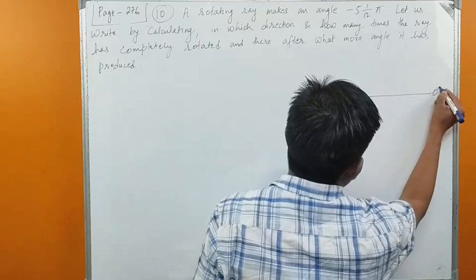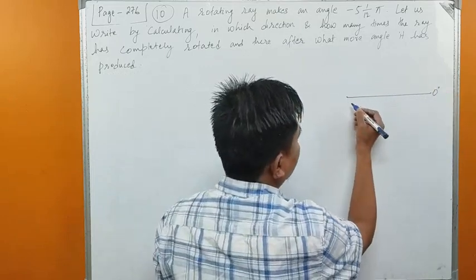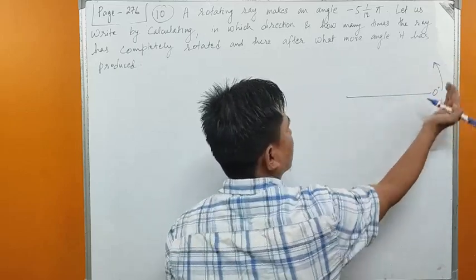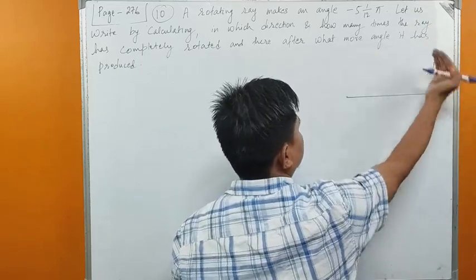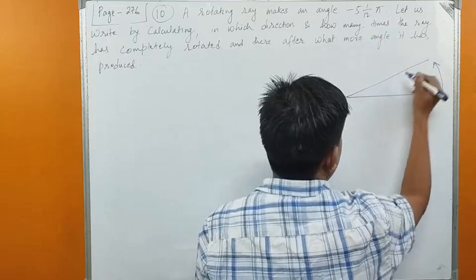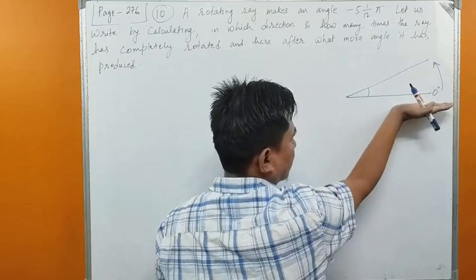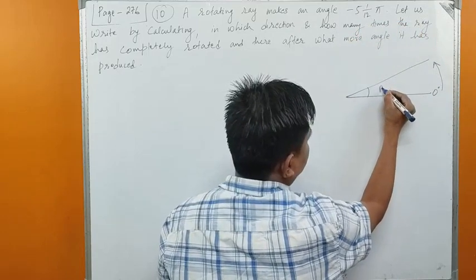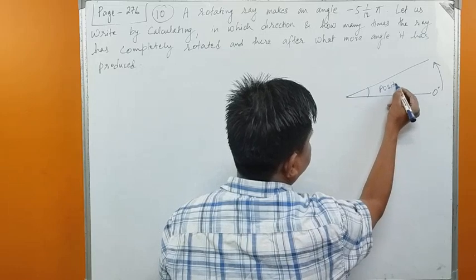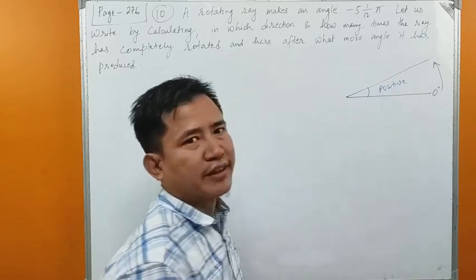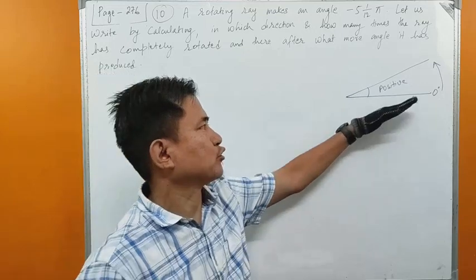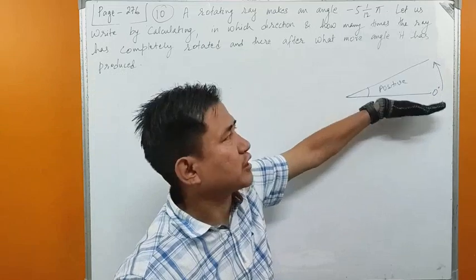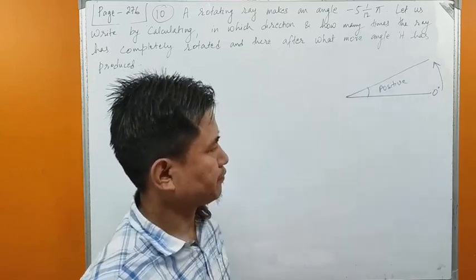So this is 0 degree, a straight line. Now if we move in the anti-clockwise direction, counterclockwise, and form an angle like this, the angle thus formed will be positive: plus 30 degree, plus 45 degree, plus 60 degree, and so on. The angle formed by moving the ray in the anti-clockwise direction is positive.